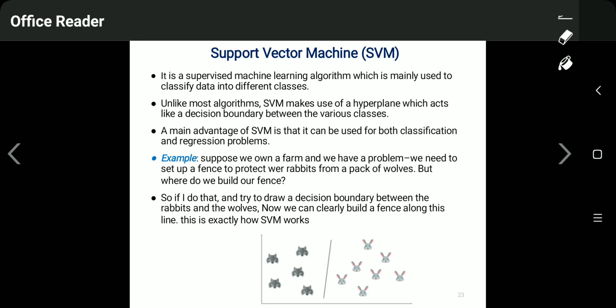Most of the time we will talk about two different classes of data. We want to classify those two classes of data by using a decision boundary that is known as a hyperplane. The main advantage of SVM is that it can be used for both classification and regression problems. So both purposes it can be used.